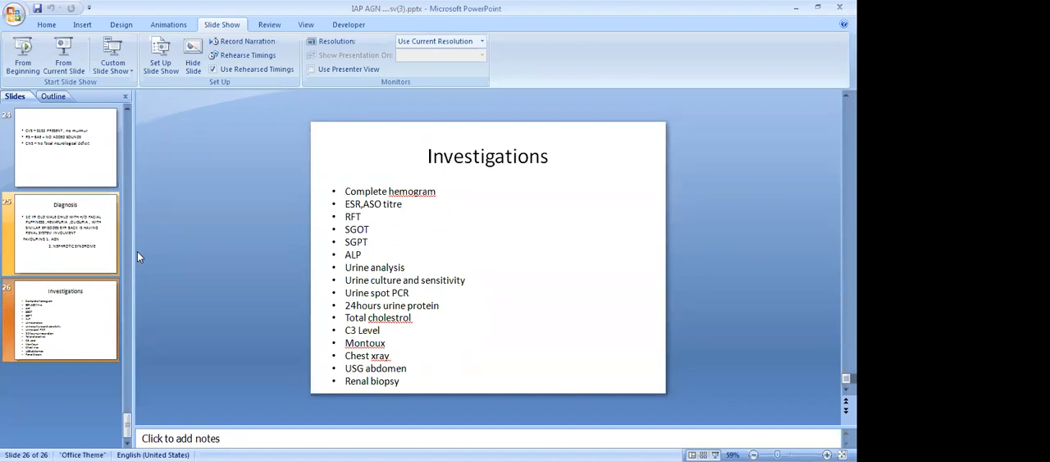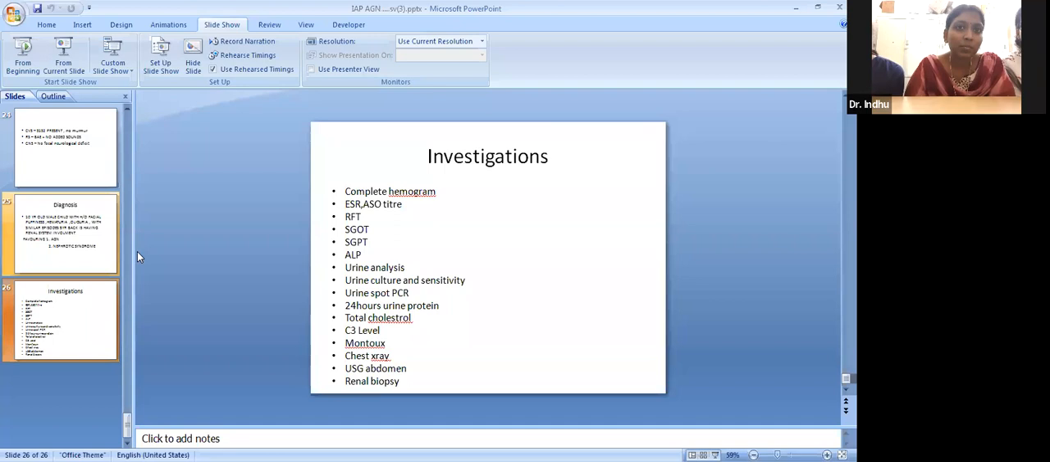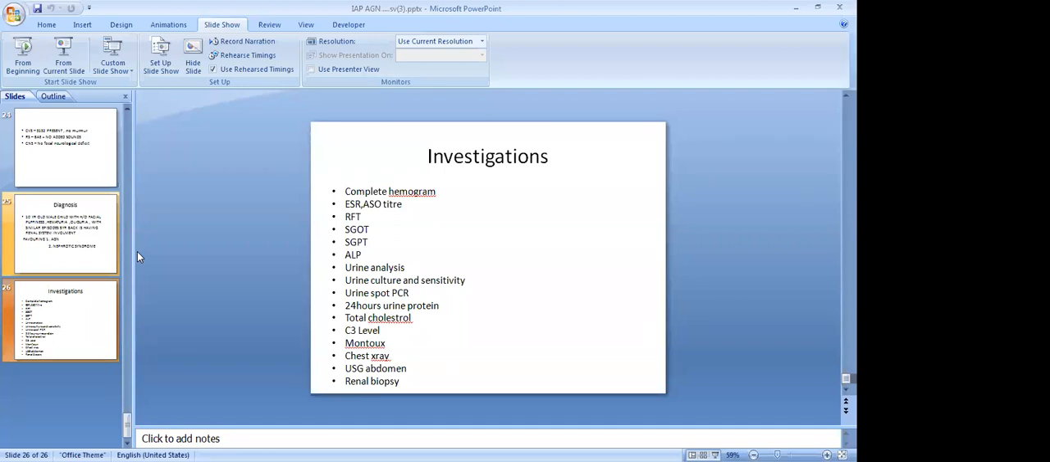What would you expect in this patient? If you were to do a UPUC in this patient, what would you expect? 0.22. Okay, you want to expect only 0.2 to 2? Then why do you think he has developed so much edema?